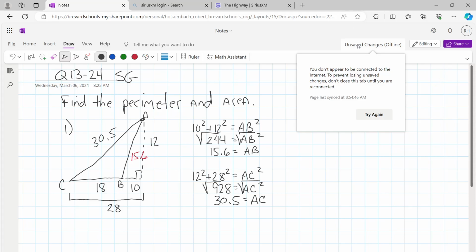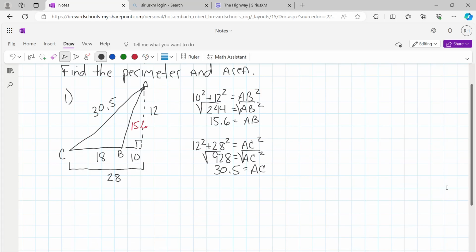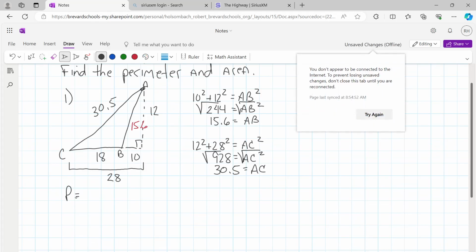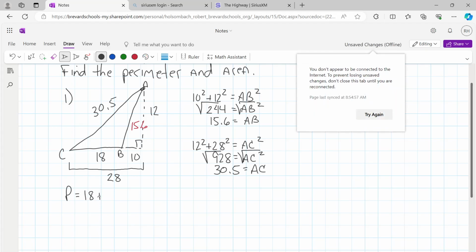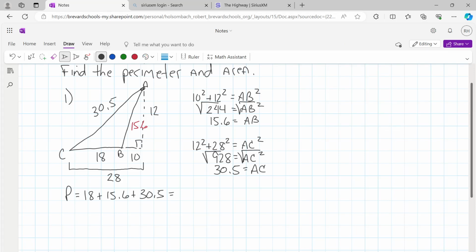So now our perimeter is equal to the 18, side CB, plus side BA, which is 15.6, plus side AC, which is 30.5. That's 64.1.